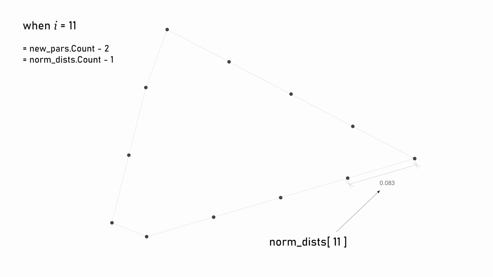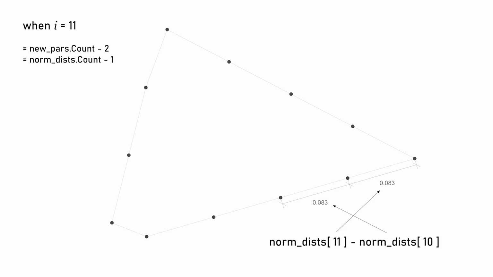So when i equals 11, and since there are 12 normalized distances in our normDists list, this is also equal to normDists.Count minus 1. So anyway, when i equals 11, this loop will take normDists at index 11, the last item in that list, and subtract normDists at index 10, the second to last item in that list. And we're taking the distance in front of the point in question minus the distance behind, because that will give us a positive value if the distance in front is bigger, meaning that the point will have to move forward.